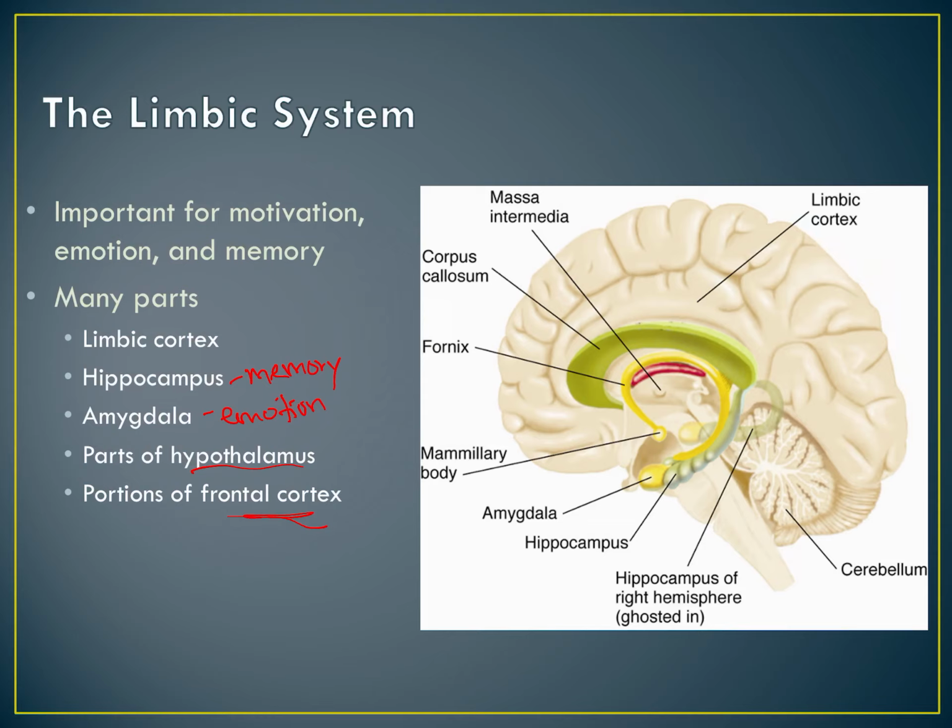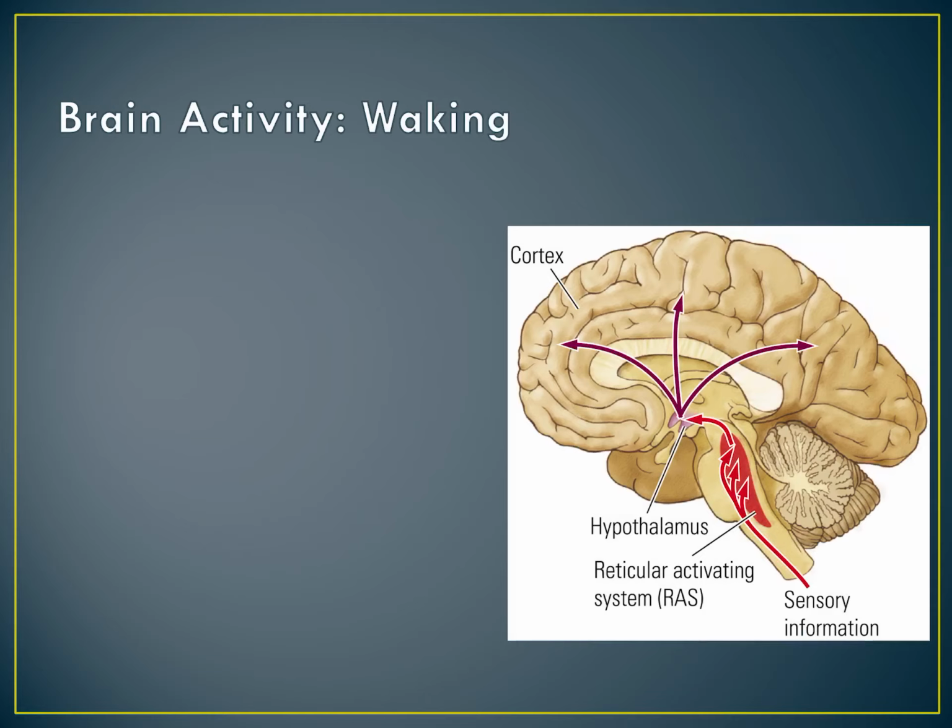Now, these all essentially work together. All of these work together as the limbic system to help us with motivation, emotion and memory. They are structures that work together and are necessary for each other. So if you think about specific memories that are important to you, they likely have an emotional aspect to them. All of that works together to form the limbic system.